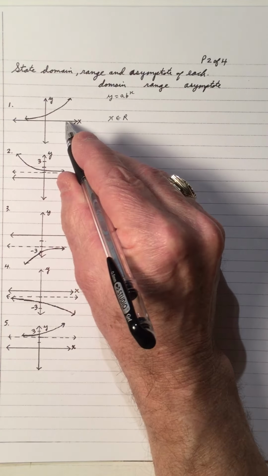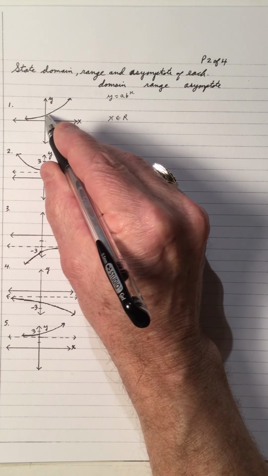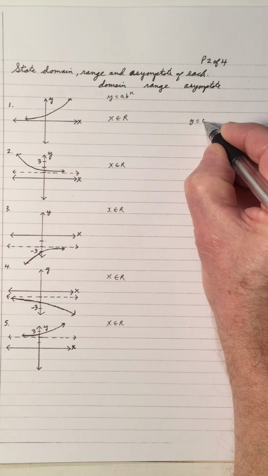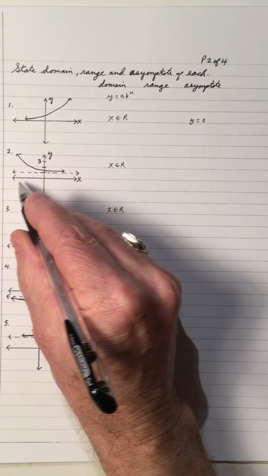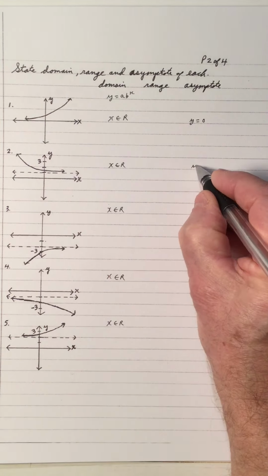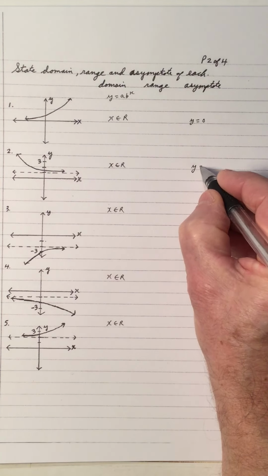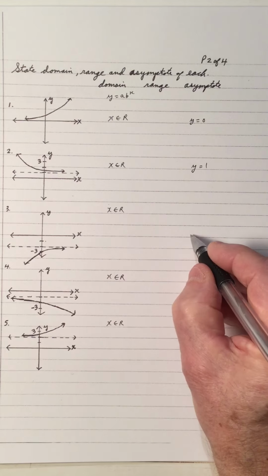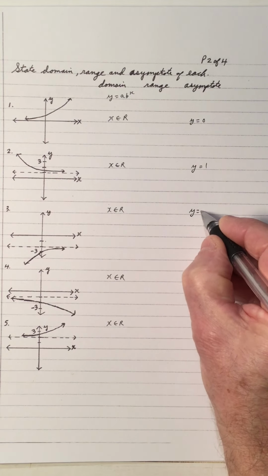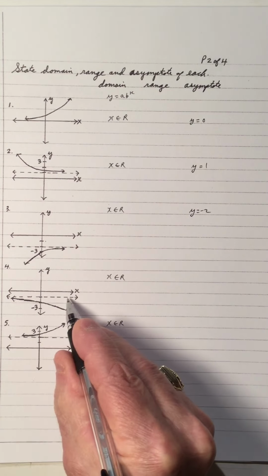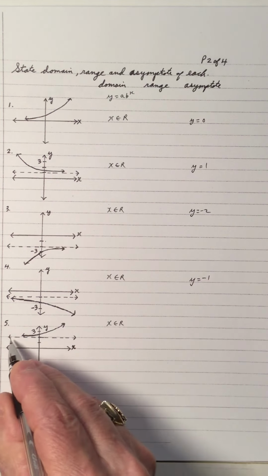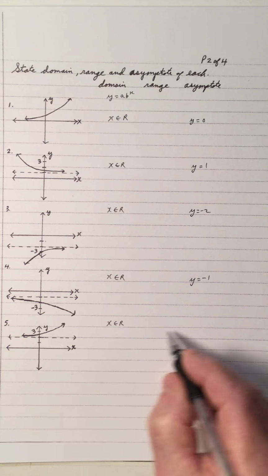Now, let's look at the asymptotes. The asymptote is a line that the graph goes towards but never touches. The asymptote here is horizontal and is y equals 0. The asymptote is always a horizontal line, and here it is y equals 1. The asymptote here is y equals -2. The asymptote here, this one, is y equals -1. And the asymptote here is y equals 2.